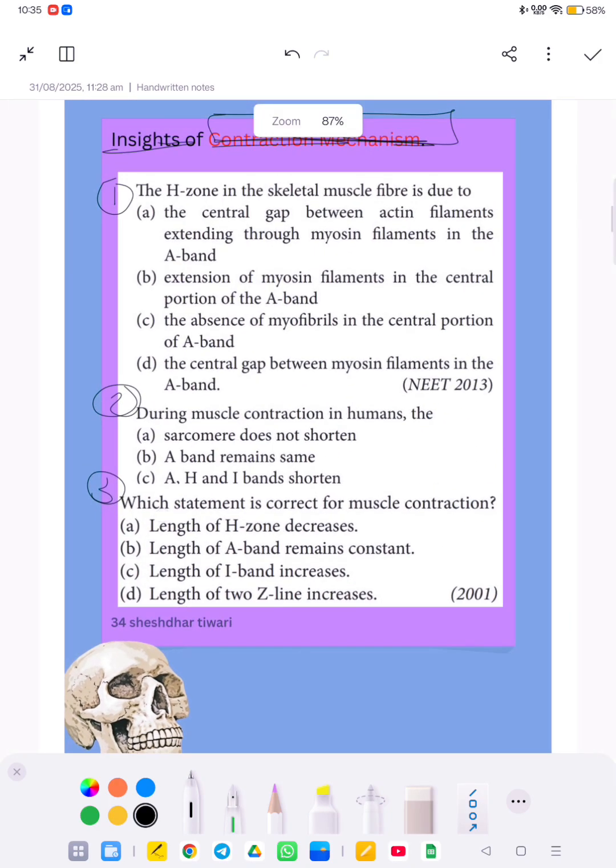The H zone in a skeletal muscle fiber is due to what? It is due to the central gap between the actin filaments extending through the myosin filaments in the A band. So this is the correct answer. Okay, friends. Now we will see the second.